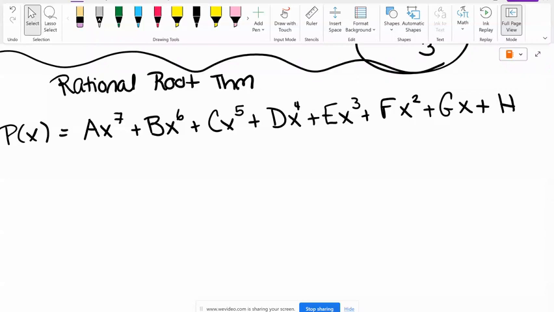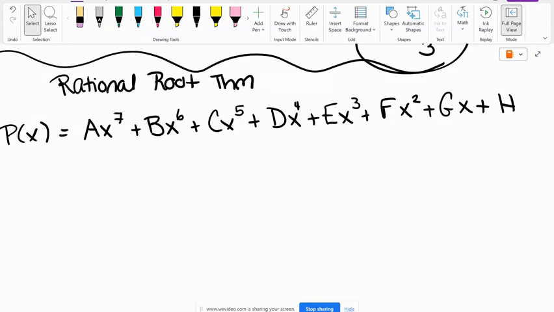What's the degree of this polynomial? 7, good. The degree of the polynomial is always our biggest exponent once it's all multiplied out. The degree of this polynomial is 7.